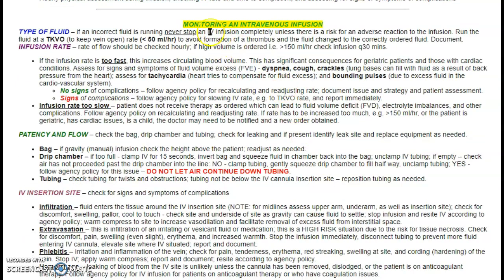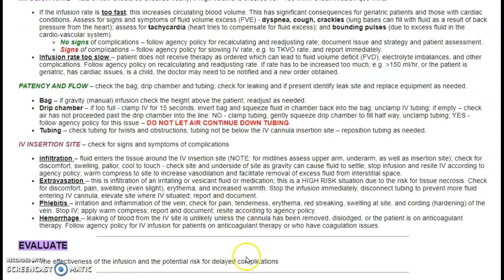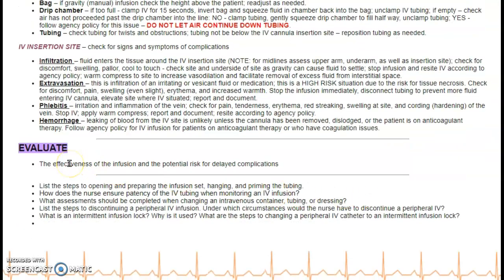Make sure that when you're monitoring your IV infusion, you're looking at the type of fluid, your infusion rate, the patency and flow, and that you're checking the IV site. Some common complications to note at the IV site are infiltration, extravasation, phlebitis, and hemorrhage. We want to evaluate the effectiveness of the infusion as well as any potential risk for delayed complications.